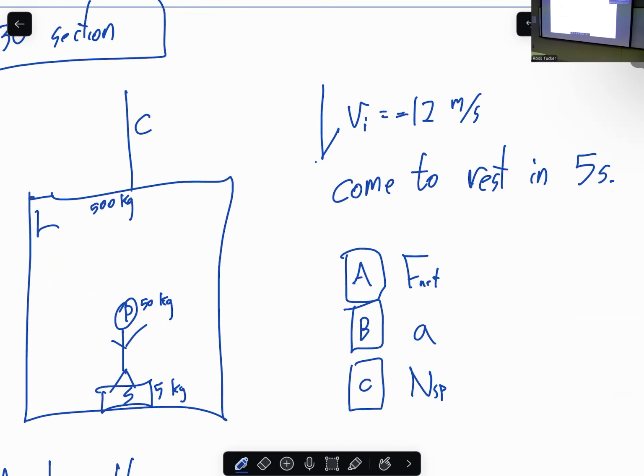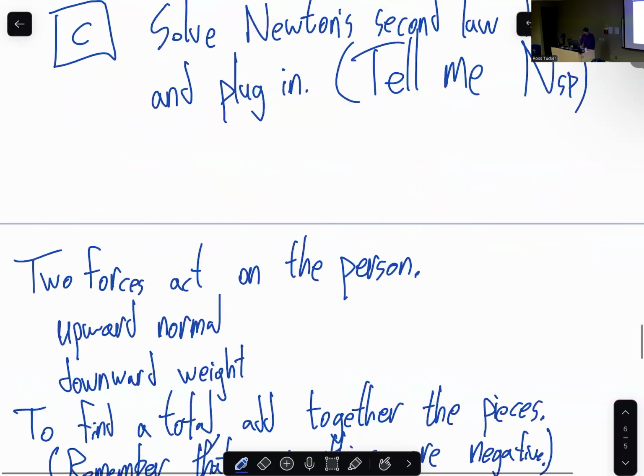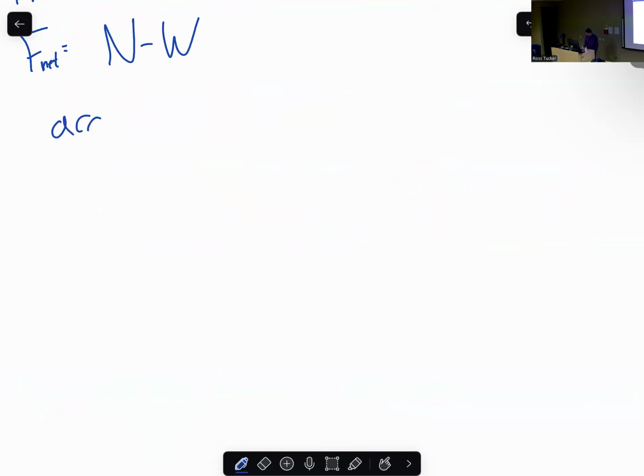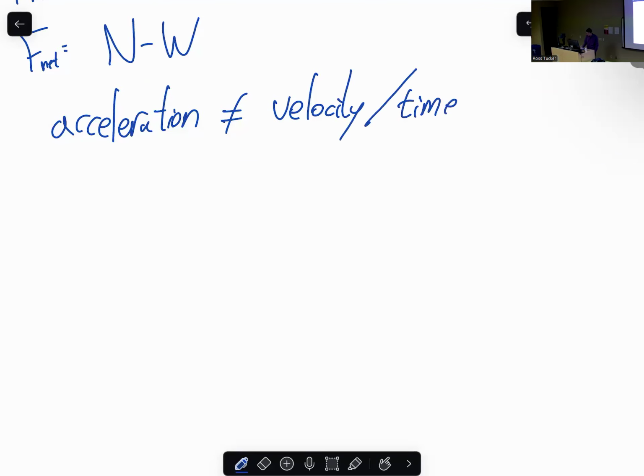Acceleration is not velocity divided by time. Acceleration is not velocity by time. Acceleration, write this down in your notes, please, and meditate upon this. The slope formula is not slope equals y divided by x. What is it? Change in y over change in x.